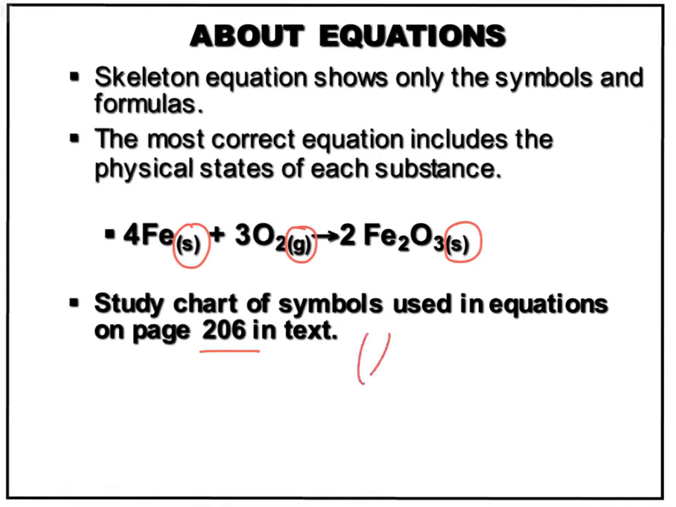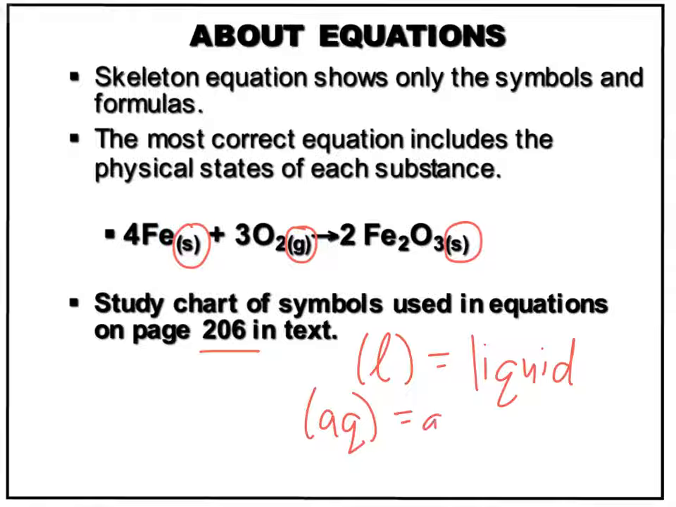So in parentheses, we use that letter to tell us what the physical state is. Sometimes we might see an L. What do you think an L would stand for? That's right, liquid. And then another very common symbol after the substance would be AQ. AQ means aqueous, that the compound or element is aqueous. Aqueous means dissolved in water. So those are all the things that you might see written after the chemical formulas.